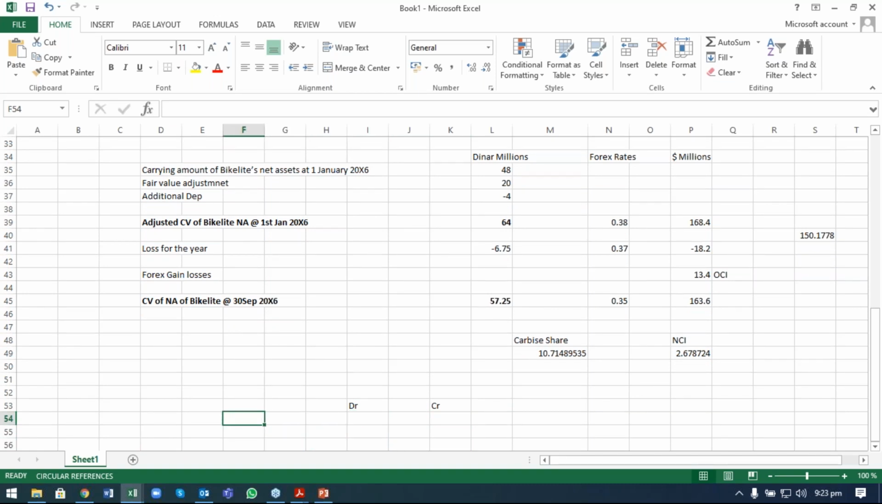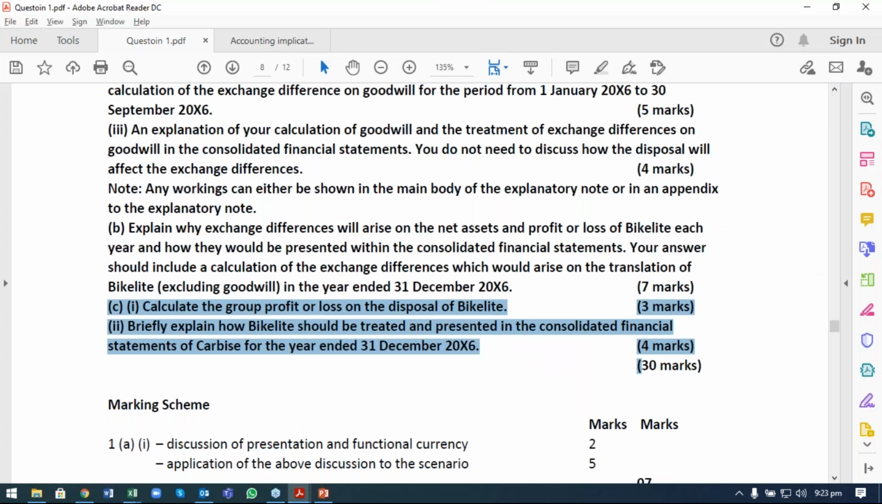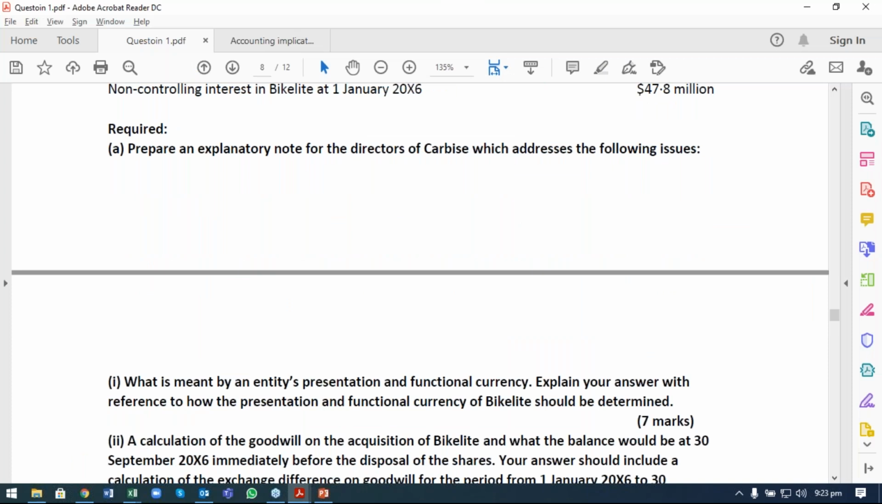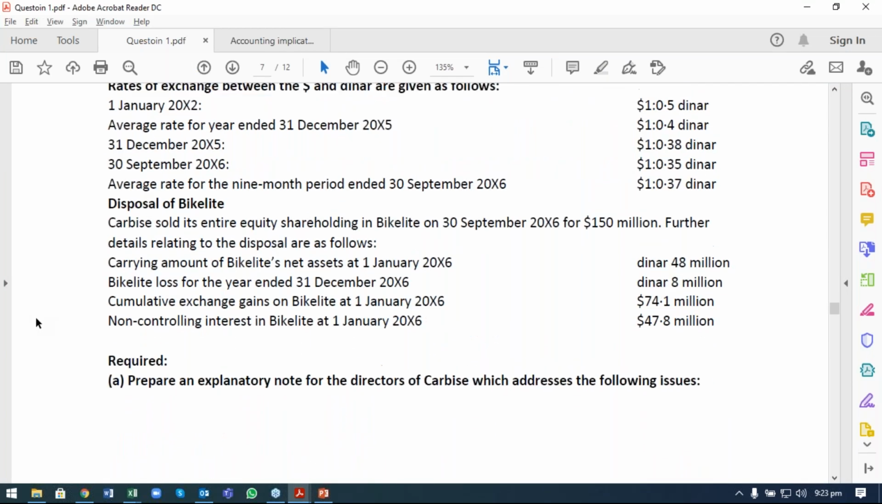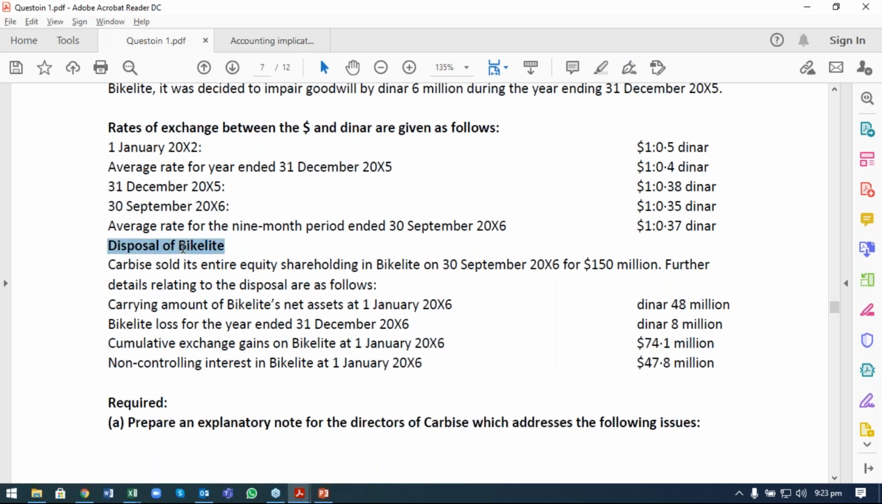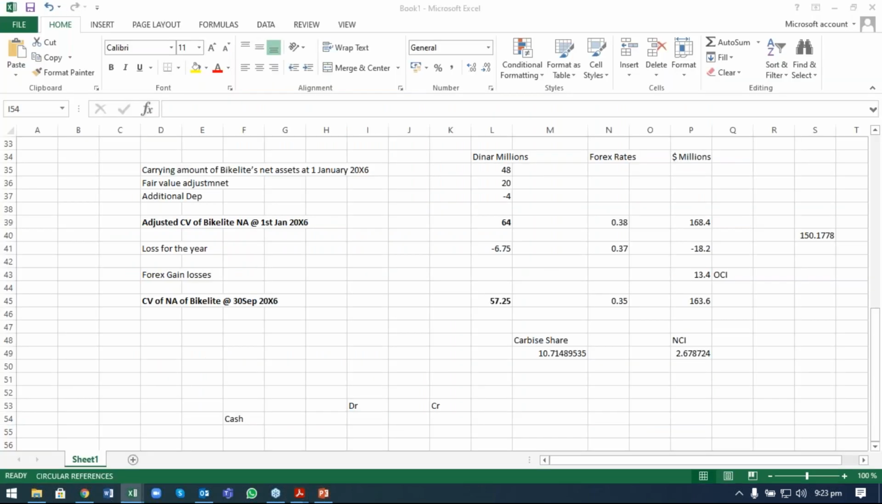You'll be making sure you update the cash consideration, how much cash you have received by disposing of this subsidiary, Backlight. That disposal was provided within the question in the last section. On 1st January, disposal of Backlight. Carby sold its entire equity holding in Backlight on 30th September 2006 for 150 million. So the cash you have received is 150 million dollars, right? So this is always provided in dollars.